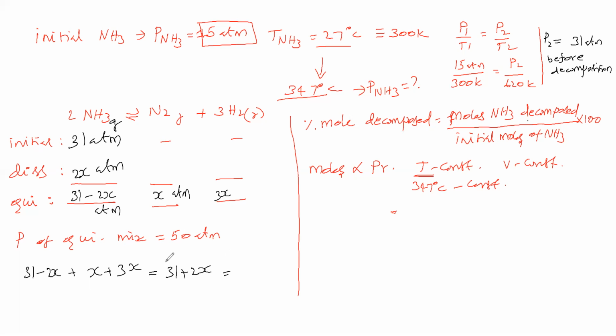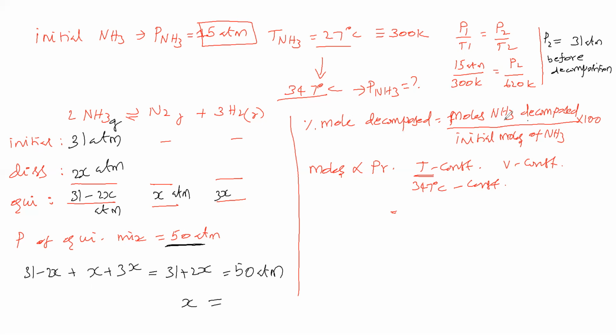Which is equal to how much? 50 atmosphere is given. Okay. So 31 plus 2x is equal to 50 atmosphere. From this we can find x. If we know x, so we are finding x. This x we know. Then we will go for this one.